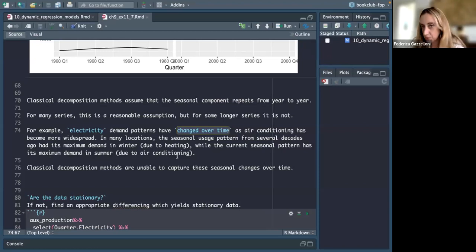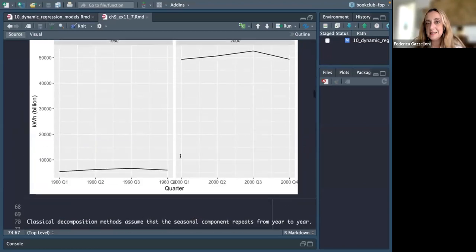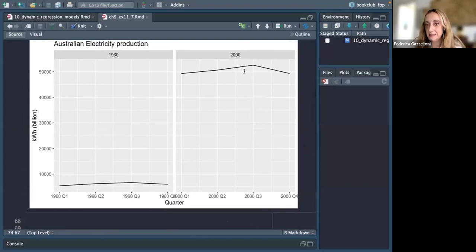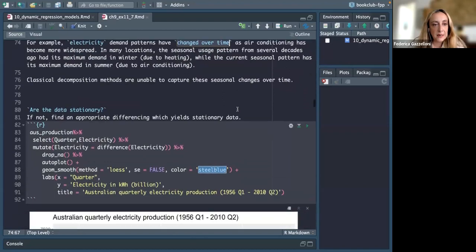So we already talked about that, and this can clearly be seen here. Classical decomposition methods might not be able to capture these seasonal changes over time. So this is something to keep in mind.